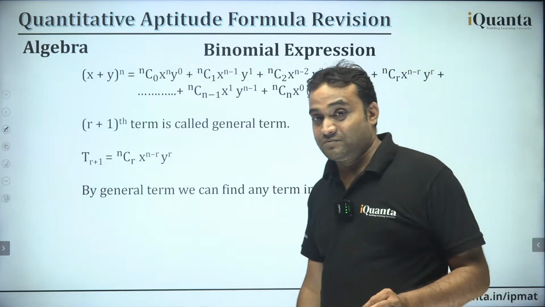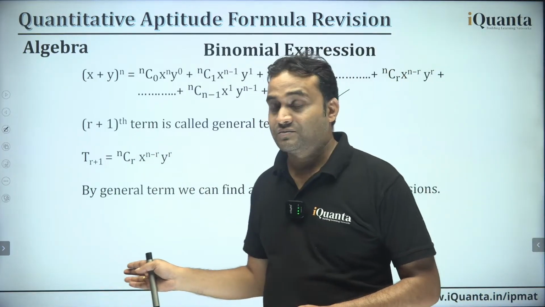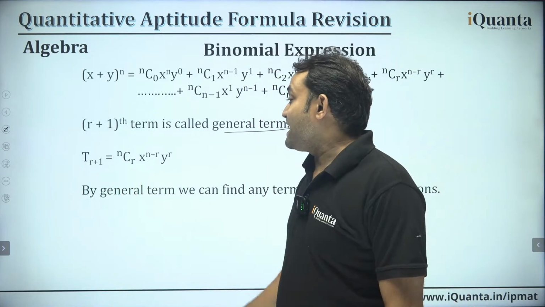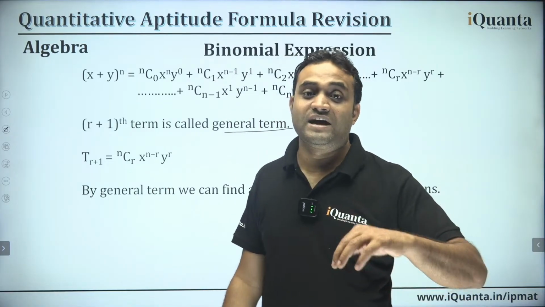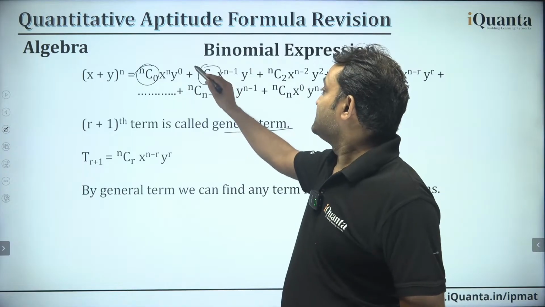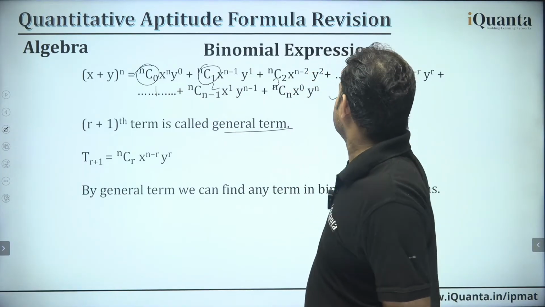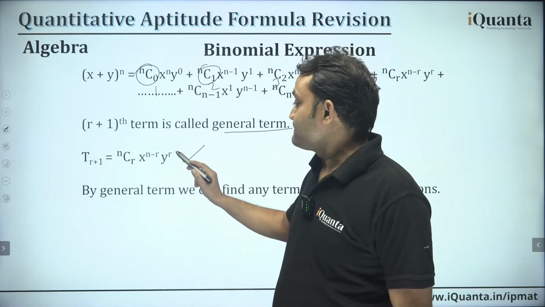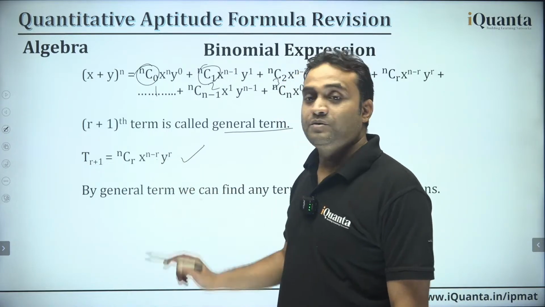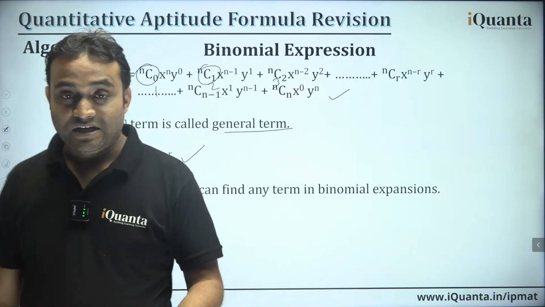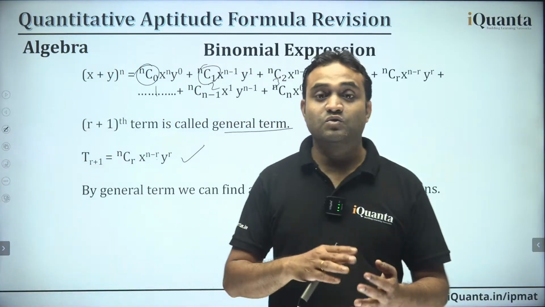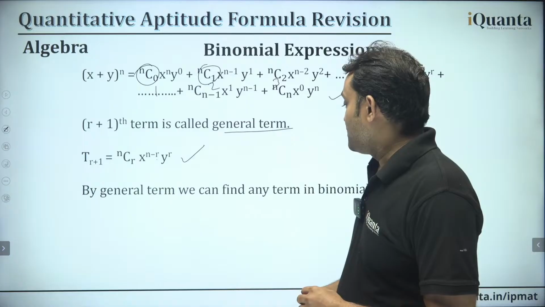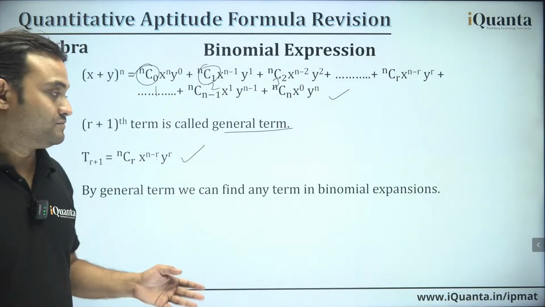Moving forward, as you can see, this expansion is given. Now what is the general term? The general term is denoted by the r plus 1th term. The r plus 1th term is known as the general term. What is T r plus 1? It means the r plus 1 term is nCr, because we start from 0: nC0, nC1, this is the first term, this is the second term, this is the third term, and so on. So T r plus 1, the r plus 1th term, will be equal to nCr, x to the power n minus r into y to the power r. If we want to find the 5th term, we need to take r is equal to 4. If we want to find the 10th term, we need to take r is equal to 9, and so on. Using this we can find any term which is given in the question.